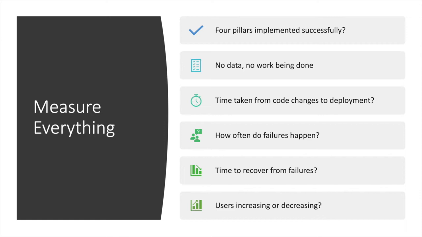Another measurement can be how often failures happen. This can be tracked if you have alerts on the services, then you can see how often the alerts fire. Then how much time it takes to recover from failures. Another measurement: let's say you have a user-facing service, so whether the number of users is increasing or decreasing. You need to measure all of these. If you do not measure this, then you do not know what is happening with your service.